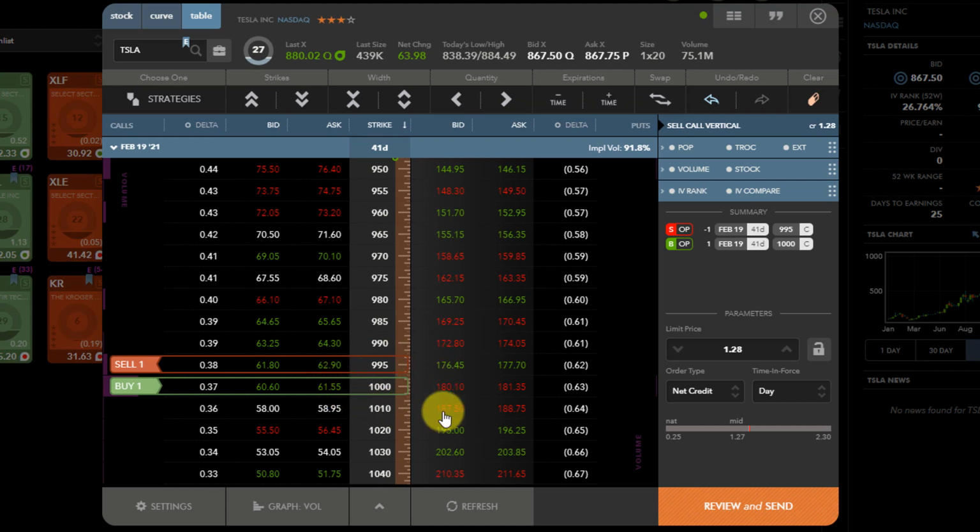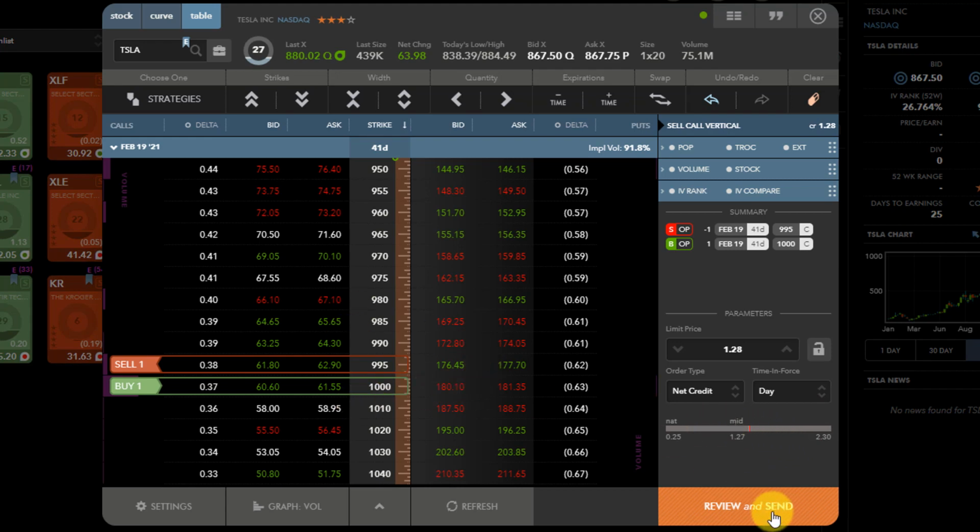Now the difference between these two is the spread. So we would call this a $5 wide spread. And as you can see, when we're combining these two, right now it says the mid price of this spread is $1.28. Realistically, when the markets are open, you can see that it's pretty wide between the bid and ask. So it'd probably tighten up and the price may be a little different.